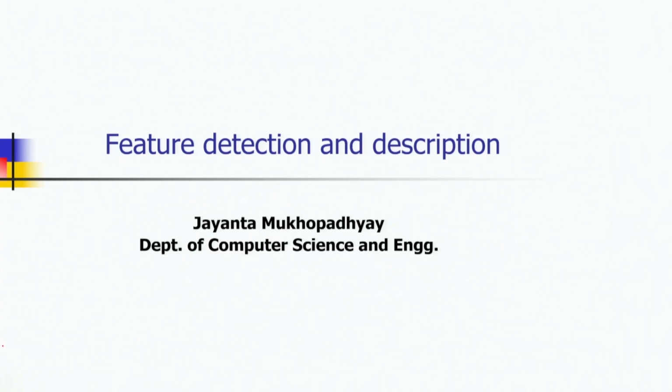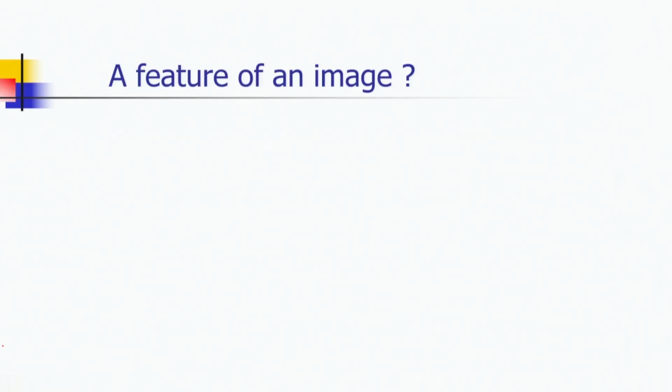Welcome to the subject Advanced Digital Image Processing and Computer Vision. Today, we will start our discussion on a new topic, that is feature detection and description. So, let us try to understand what is meant by a feature of an image.